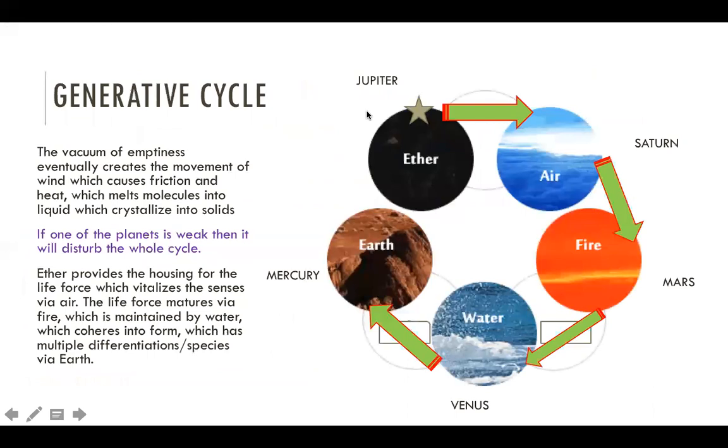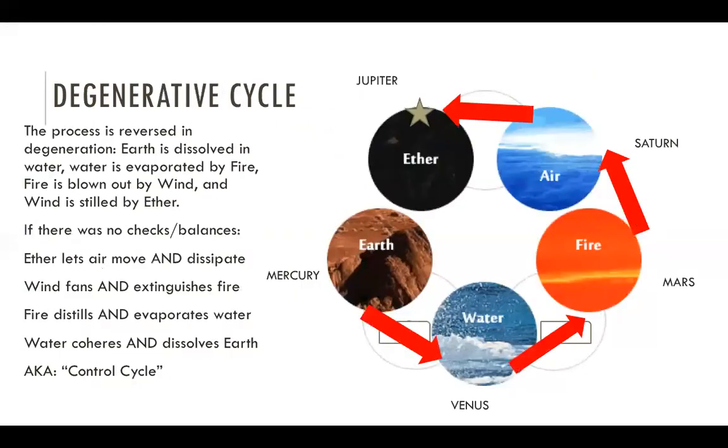So our goal, whenever we do medical astrology or we're working with whatever form of magic, alchemy in general, is to know what elements we're working on. And if we're working with clients, you have to get good at this layer of astrology, which is seeing through to the elemental layers. Now, we also have a degenerative cycle, and I accidentally talked about that earlier, where you go backwards. But the process is reversed, and earth is dissolved by water. Water is evaporated by fire. Fire is blown out by wind, and wind is stilled by ether, right?